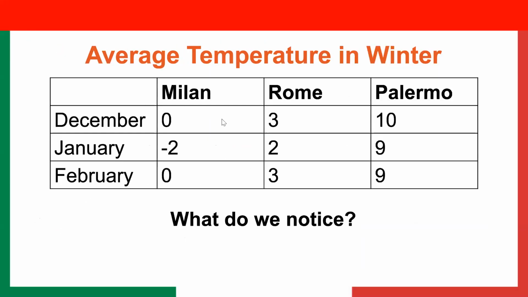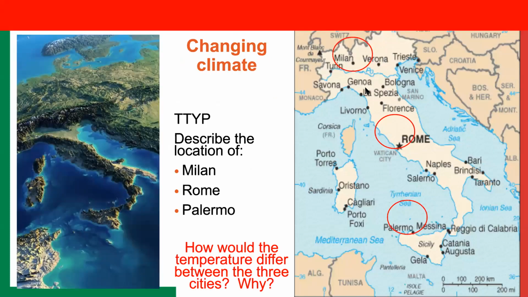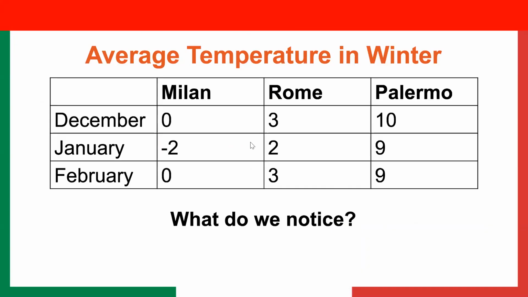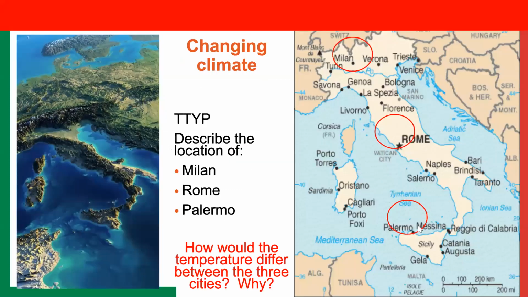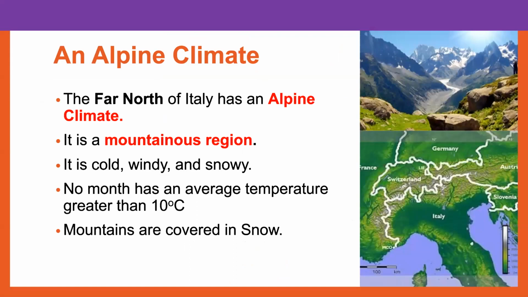Okay, so we're having a look at these temperatures. We can see that Milan in December has an average temperature of 0, whereas Rome's a bit warmer with 3 degrees and Palermo is 10 degrees. So what do we notice? We notice that as we go further south, the average temperature seems to be increasing, and we can see that carry on. In January, we've got -2, 2 and 9. In February, we get 0 degrees, 3 and 9 degrees. So we can see that on average, Palermo, which is down south here in Sicily, has higher temperatures than our northern region in Milan.